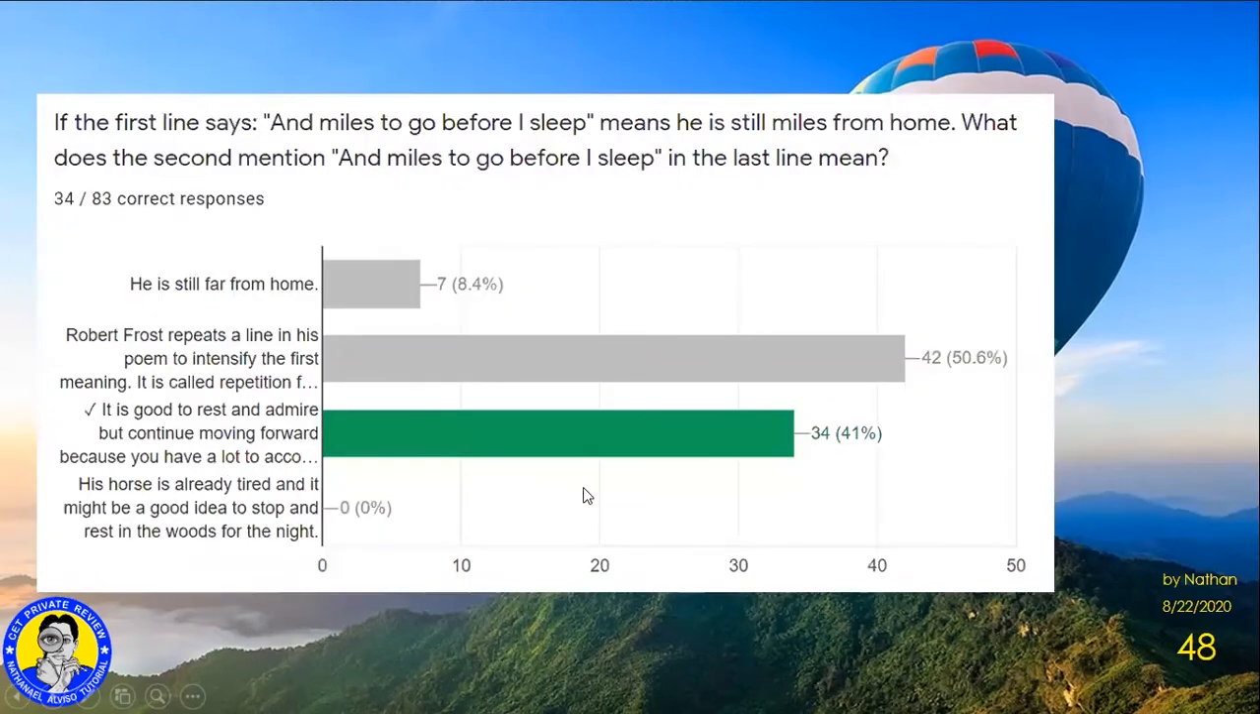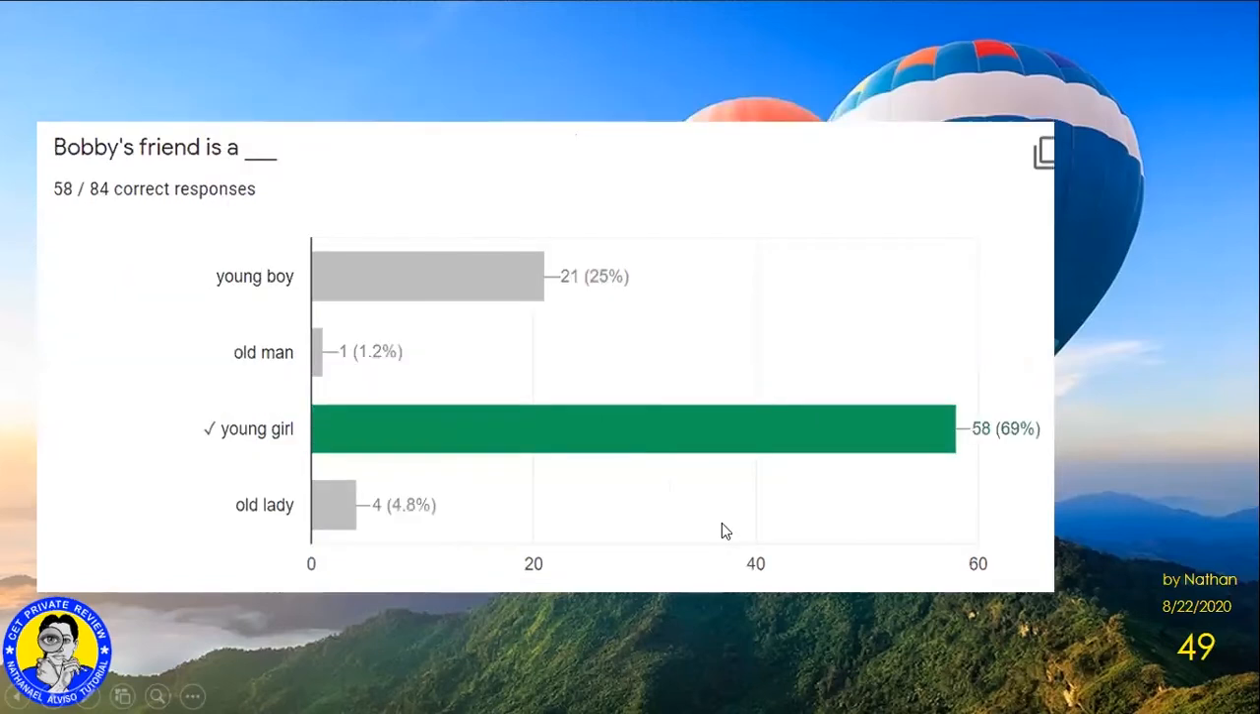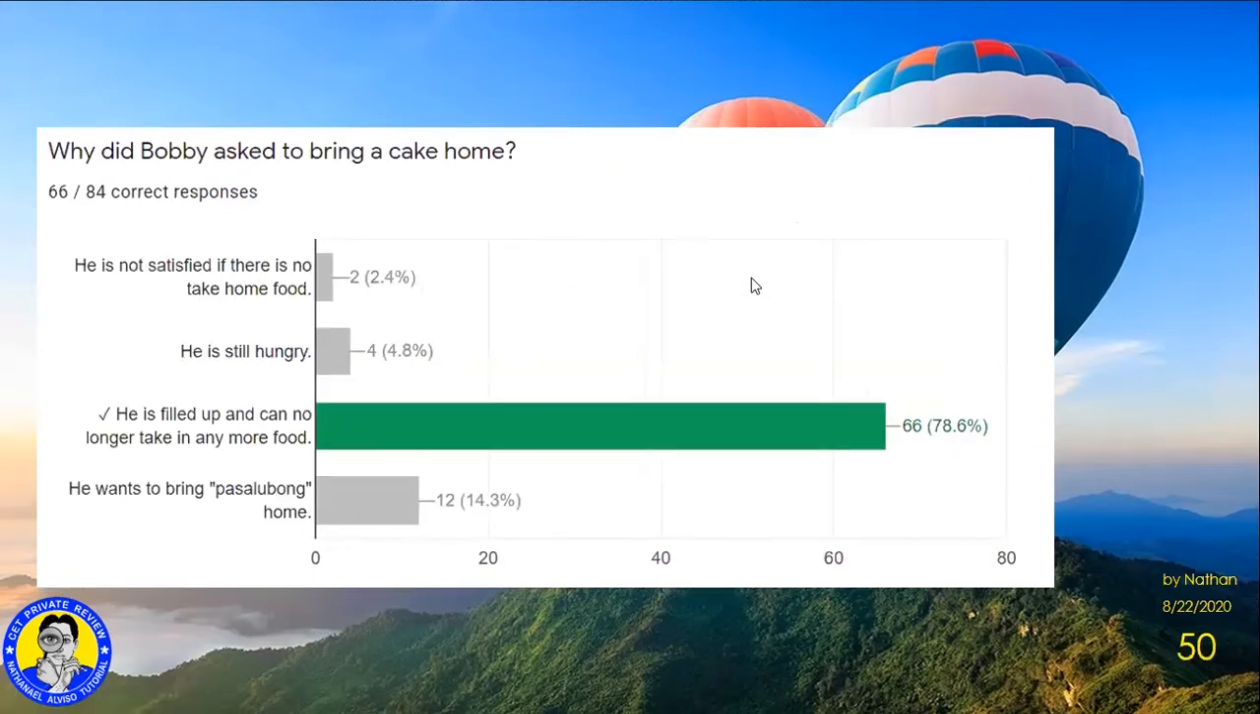It's not in the passage, but if you know how to form inference, that was implied when it says there, he ate lunch before going to the party, then he goes to the party filled up already. Okay, so the correct answer is, why did Bobby ask to bring a cake home? It is because he is filled up and he can no longer take any more food.